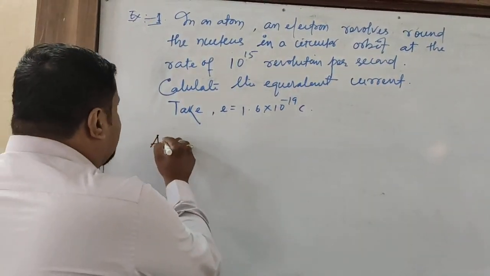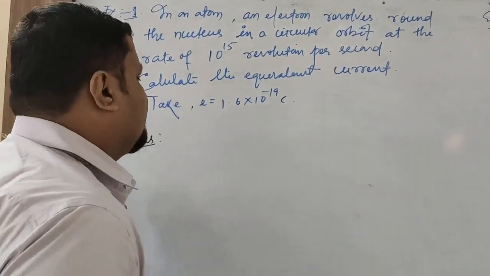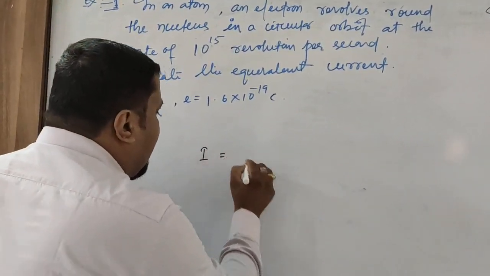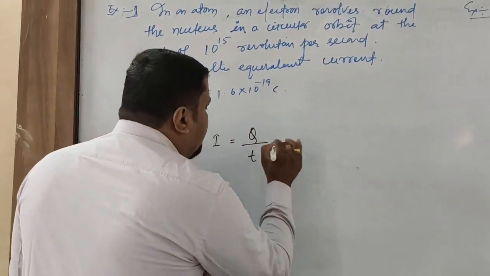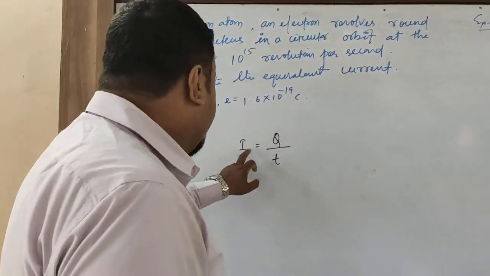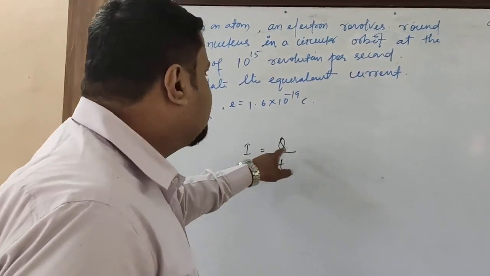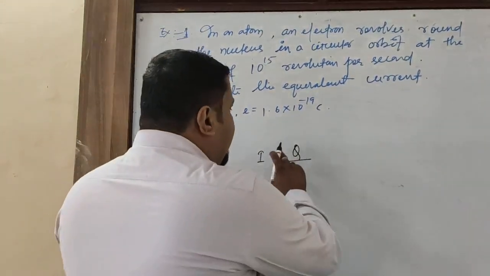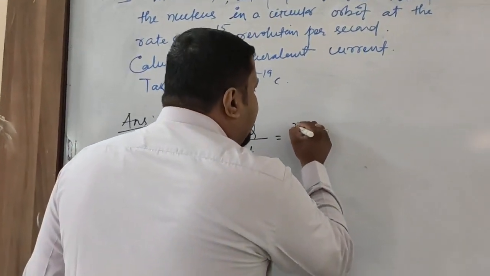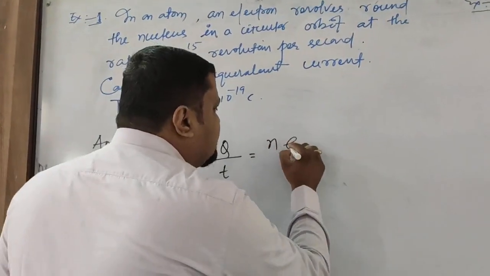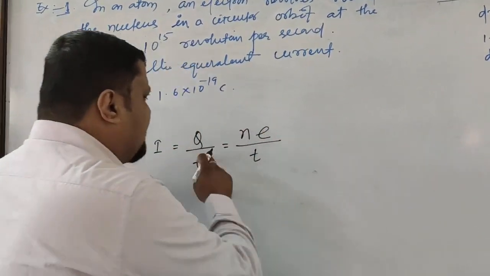To solve this one, let me introduce the expression for current. The current in a conductor, I is equal to Q by T. That is the general formula for current: I is equal to the rate of flow of charge through any cross section of a conductor. Here Q is N number of electrons times the charge of electron, so Q is equal to Ne, and I is equal to Ne by T. This is another formula.